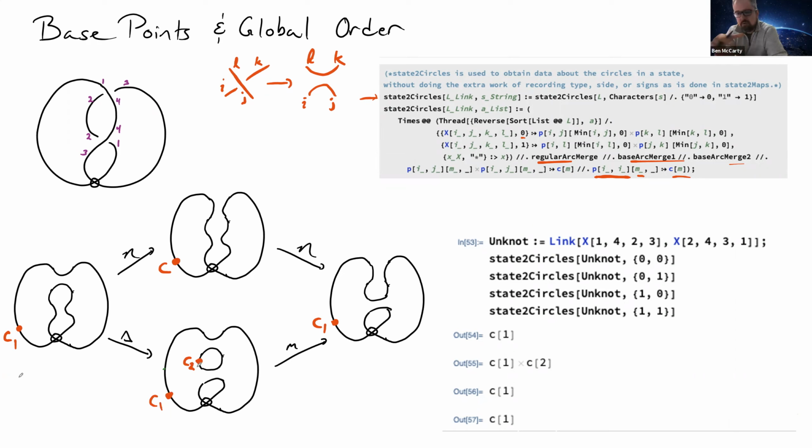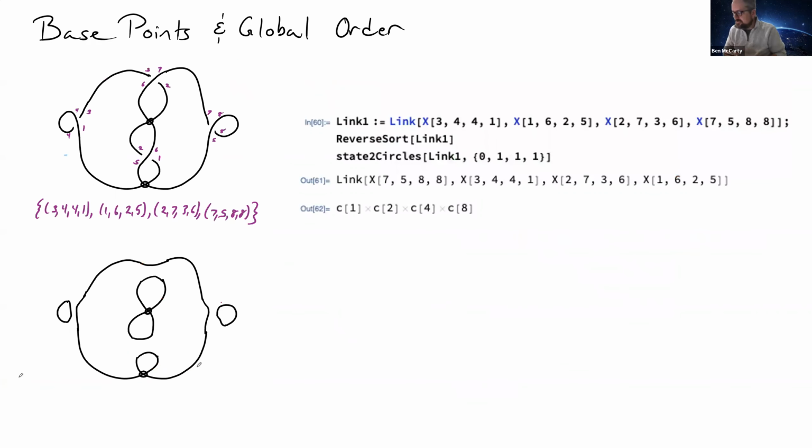So this process of resolving and then merging the arcs at the ends and keeping the smallest label gives us a way to name the circles that we end up with. It also gives us an obvious place to put the base point, right on that smallest arc label, or at least it gives us a choice. We could have made a different choice, I suppose, but it gives us a choice that we can compute.